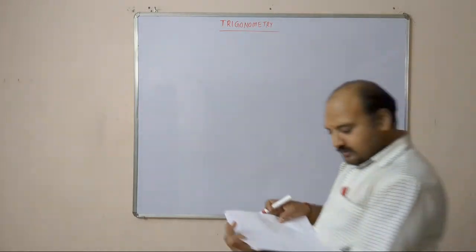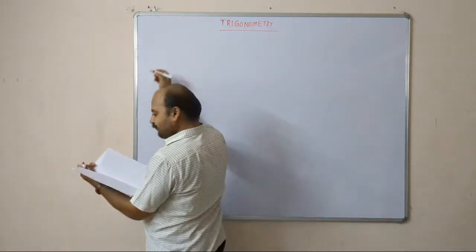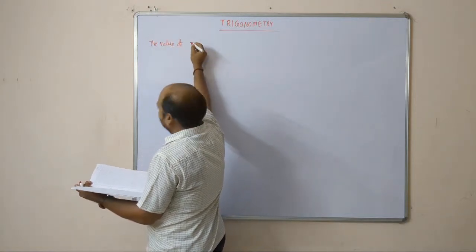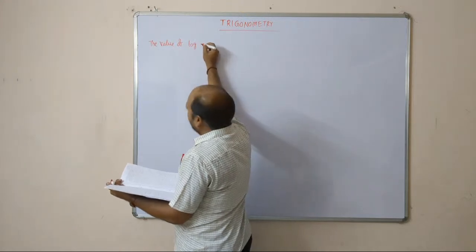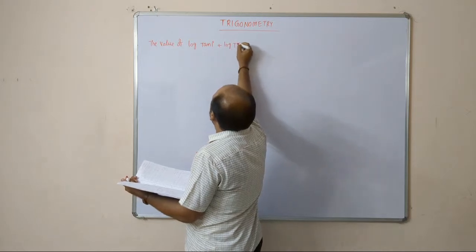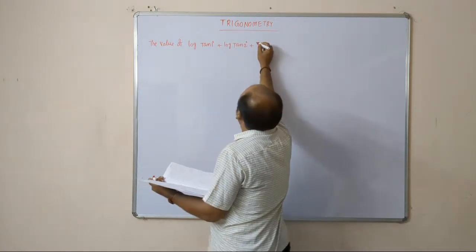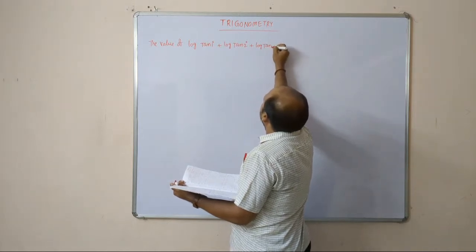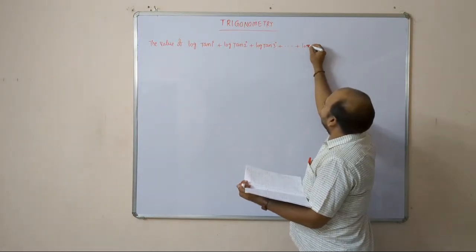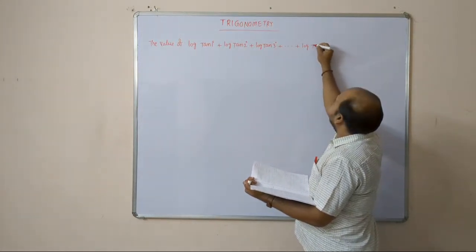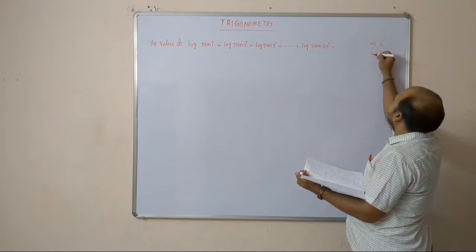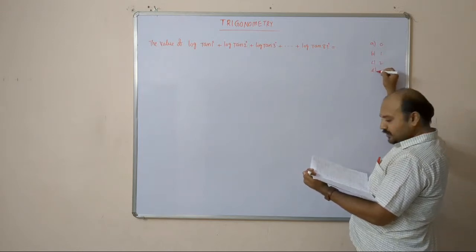First, I'll write some questions based on our discussions. The value of log tan 1 degrees plus log tan 2 degrees plus log tan 3 degrees plus and so on, log tan 89 degrees is equal to, options 0, 1, 2 and 3.